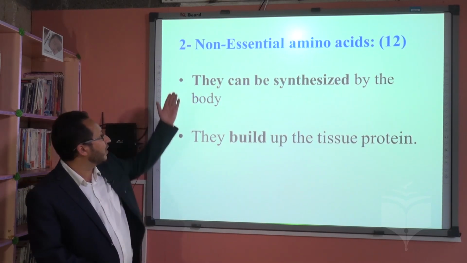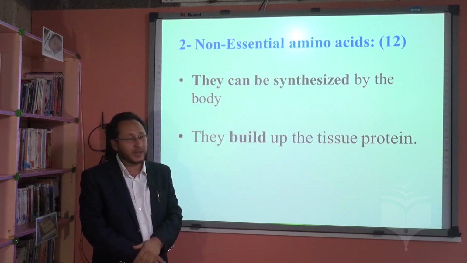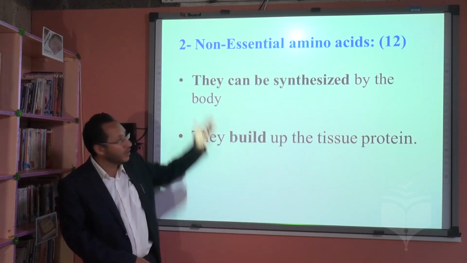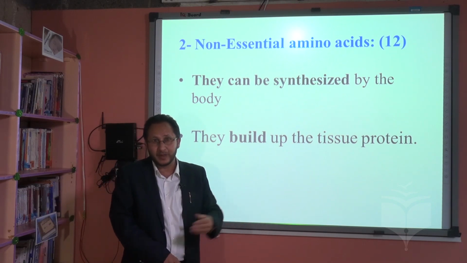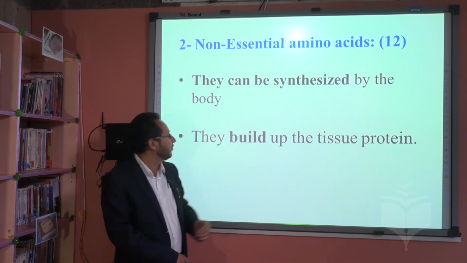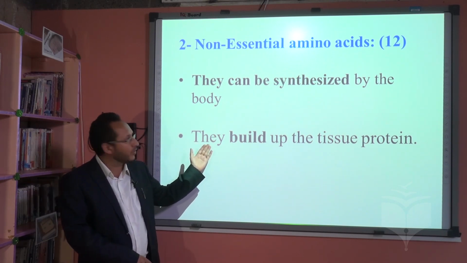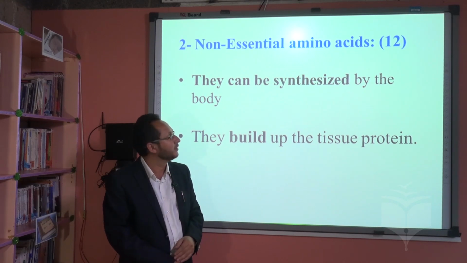The second type, we call non-essential amino acids, and we have 12 types. They can be synthesized by the body. That's why we call them non-essential. You take them or you don't take them, your body synthesizes them inside it. What is important about them? They build up the tissue proteins of the body.